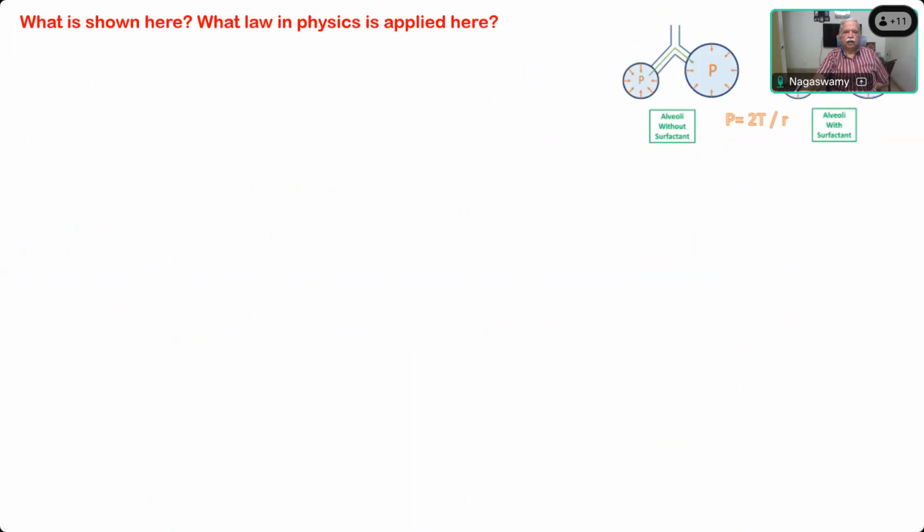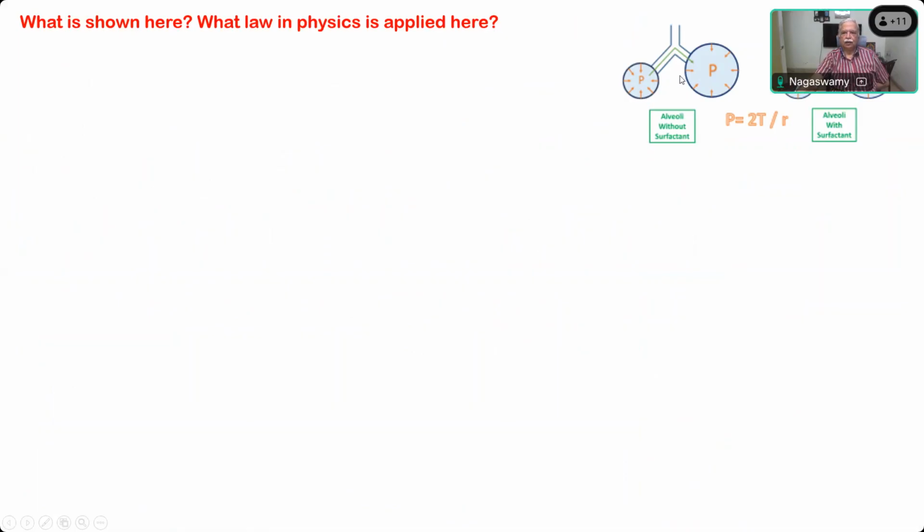What is shown here and what law in physics is applied here? Laplace's law. Very good. What is shown here actually? Surface tension, sir. Look at the picture and describe that. That is what you are supposed to do.